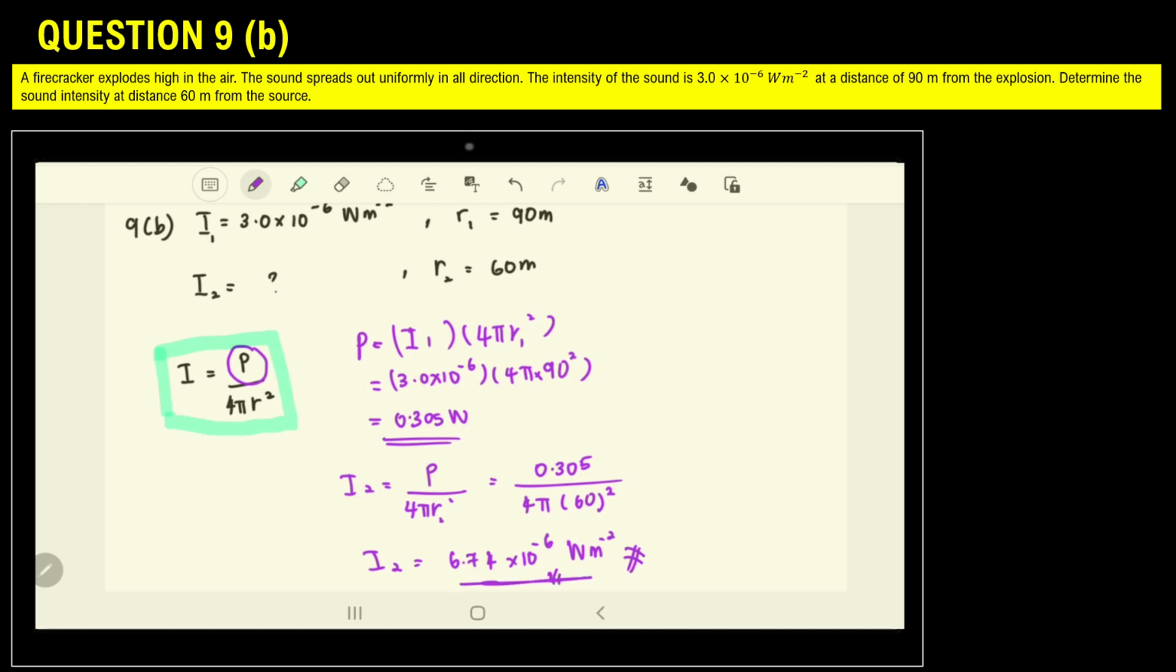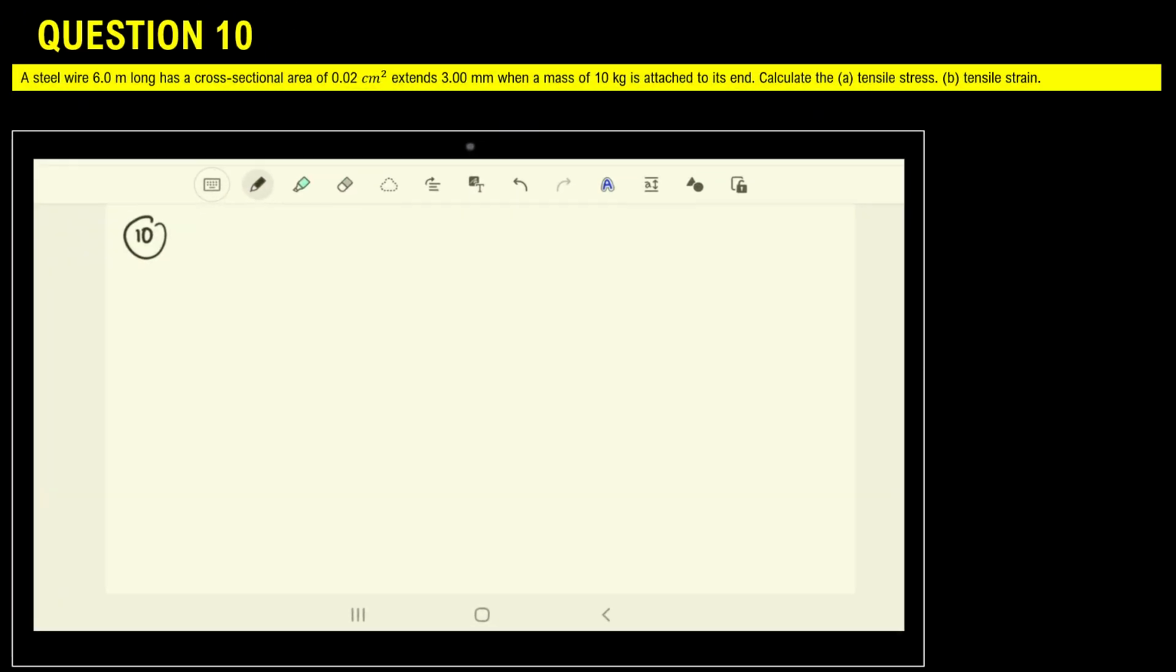So let's move to question number 10. We have a steel wire and the length of the wire is 6 meter. The cross-sectional area A is equal to 0.02 centimeter squared, and make sure you change to meter squared. Remember 1 meter is equal to 100 centimeter, but as we have squared here, we need to square the 100 below. So the area is equal to 2 times 10 power of negative 6 meter squared.